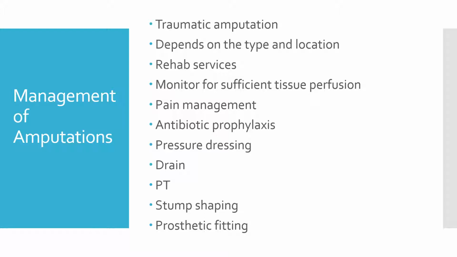Care of an amputation depends on the type and location of the amputation. You always need to collaborate with rehab services after an amputation, because they're going to be the ones that try to get them back to doing their normal ADLs, or customize things for them to go back home and live independently. We need to monitor for sufficient tissue perfusion and manage their pain. We usually use opioids for pain, but if it's phantom pain, the opioids don't usually help.